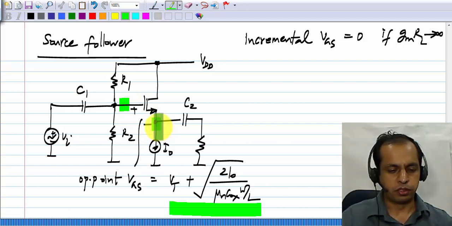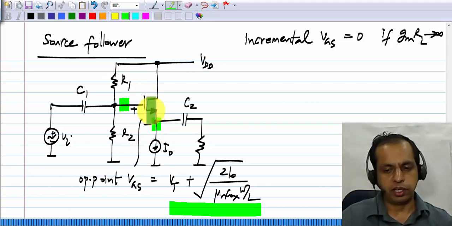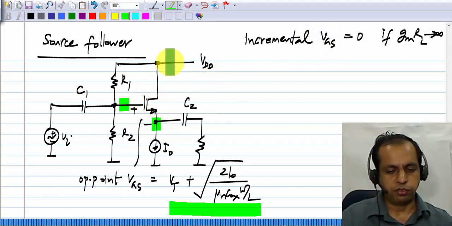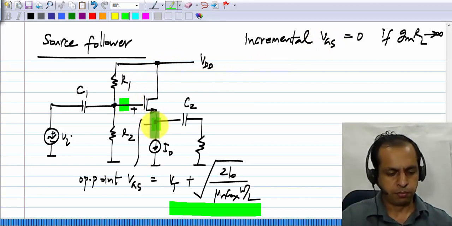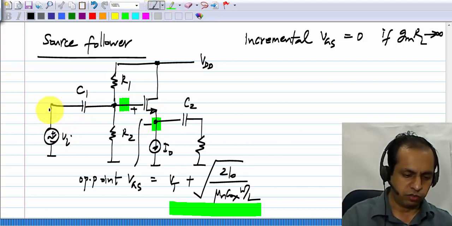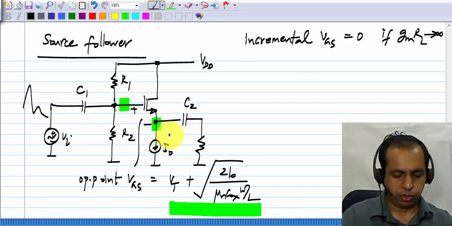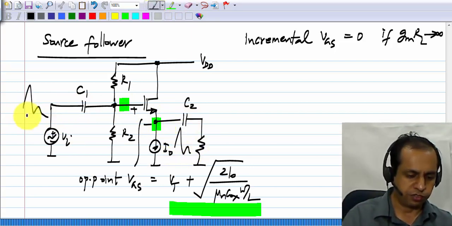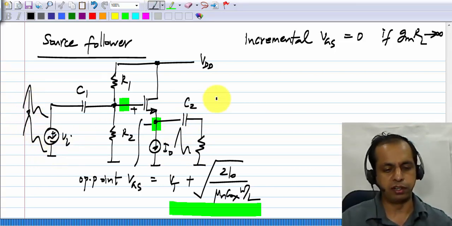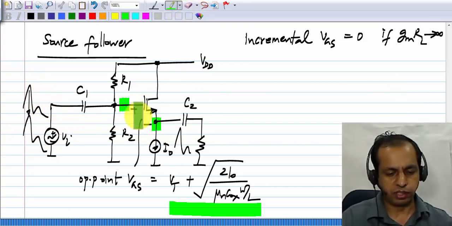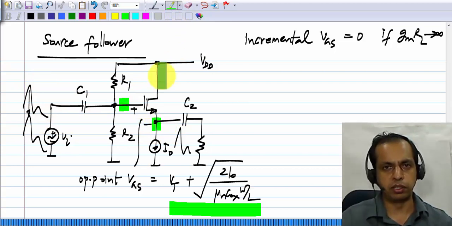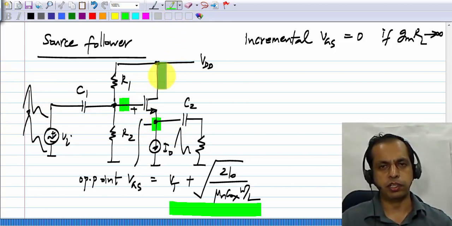So that is the virtual short. Incrementally, it is virtually shorted. In the total picture, VGS will remain constant. There is no incremental VGS. So whatever waveform you apply here at Vi will appear here as well with some level shift. That is, it will be shifted down, but the shape will be exactly the same. This is another reason why people called it a source follower. The source follows the gate voltage. It's not the same. There is a difference of 1 VGS between them, but it does follow the variations of the gate voltage.